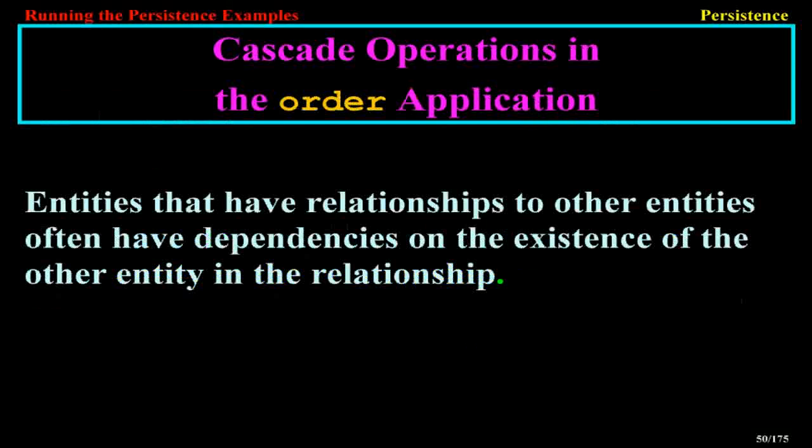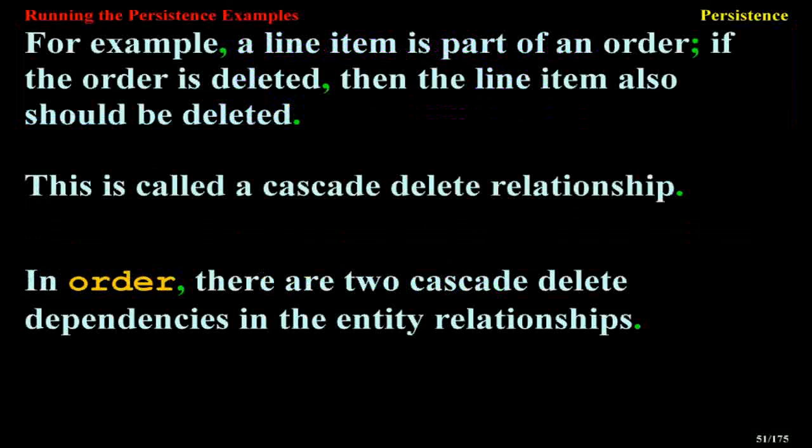Cascade operations in the Order application. Entities that have relationships to other entities often have dependencies on the existence of the other entity in the relationship. For example, a line item is part of an order. If the order is deleted, then the line item also should be deleted. This is called the cascade delete relationship.